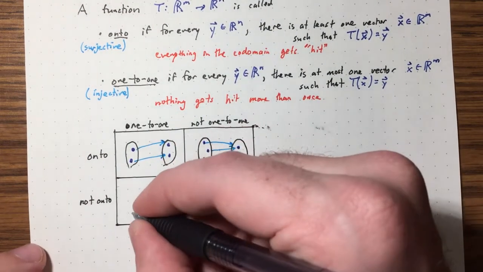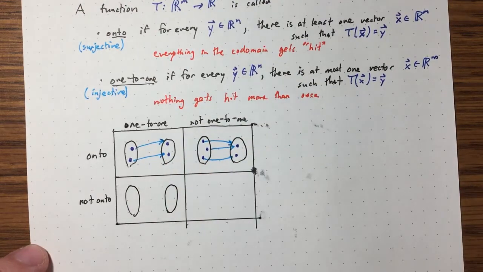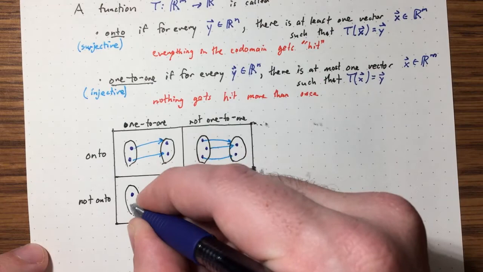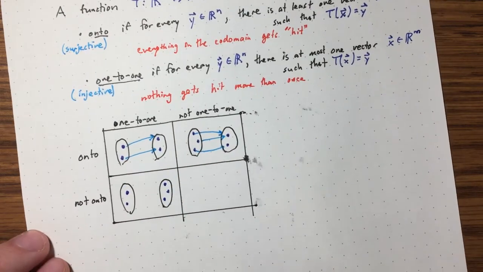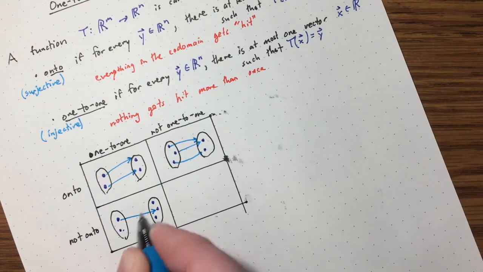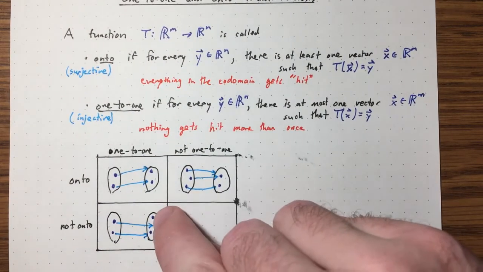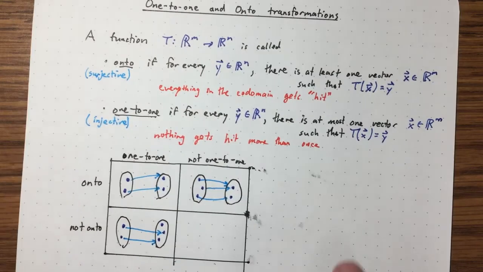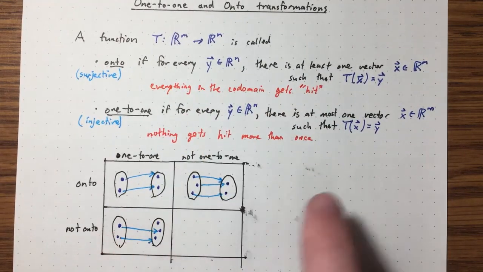Okay, let's do not onto, but we will be one to one. So in this picture, maybe I'll draw two dots over here and three dots over here. And one of these is not going to get hit, but I need to be one to one. So this one needs to go to that one. This one cannot go to that one. It would have to go to this one. But notice I'm not onto. This one does not get hit by anything. Okay, there's no vector such that this is in the image of a vector here.